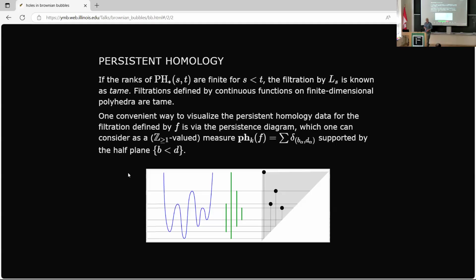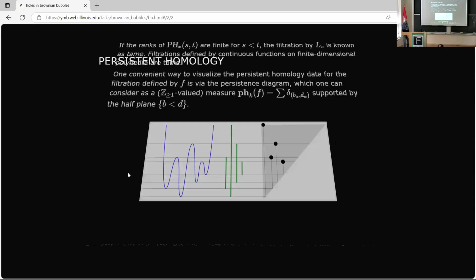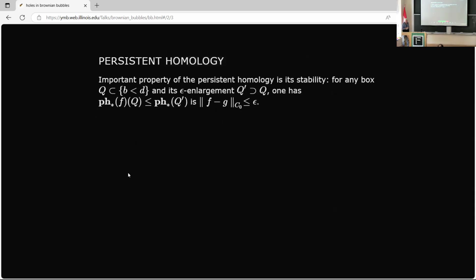The tameness of persistence diagrams, in other words, means that if you pick any point in the upper half plane and take the northwest quadrant, the content of this northwest quadrant will be finite. This is the tameness. Okay, and luckily for us, continuous functions on compact spaces, or compact finite dimensional spaces, are tame. Okay.